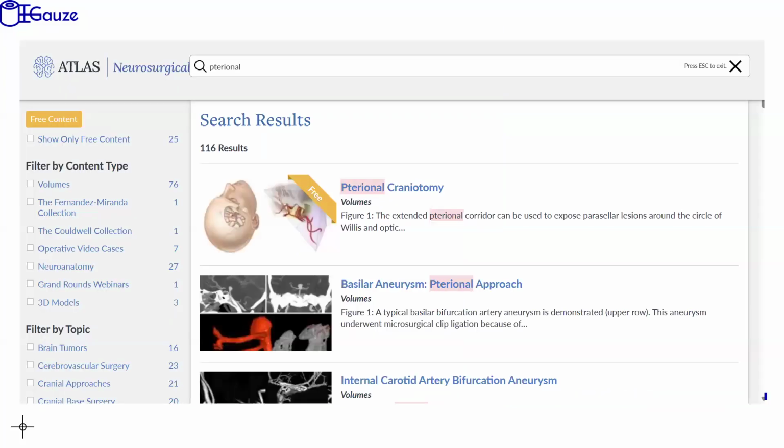Now, if you are a resident, you need to add the Neurosurgical Atlas to your study resources. The issue is you should pay for it. It's a little bit costly. I remember I paid maybe 200 dinars or 2000 riyals. But it is worthwhile if you are a resident. If you are an intern or medical student, you don't need it.